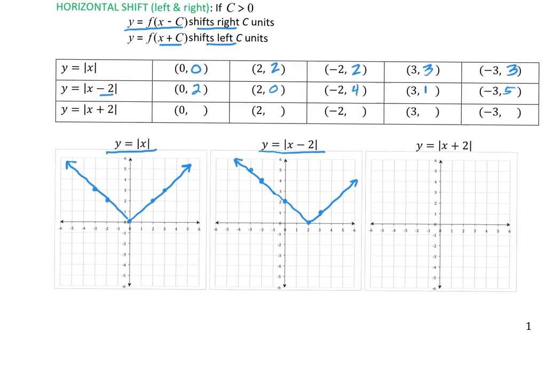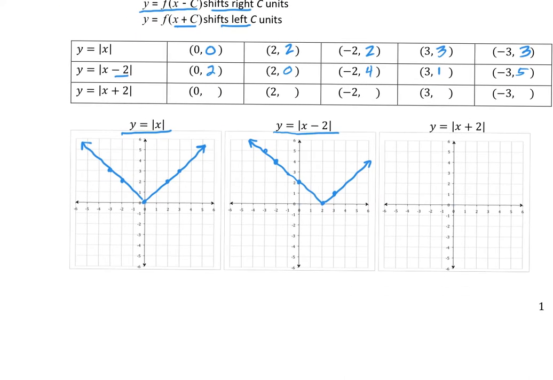The last graph, y equal to the absolute value of x plus 2. So adding to the x actually means a shift to the left. Plot points, put in 0, y value of 2, put in 2, y value is 4, put in -2, y value is 0, put in 3, the y value is 5, and then put in -3, our y value is 1.